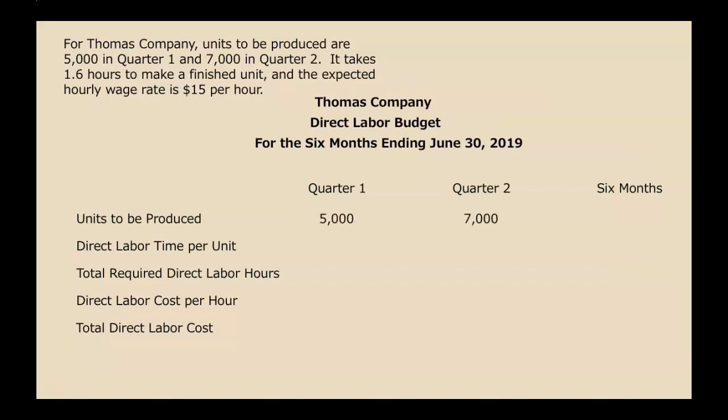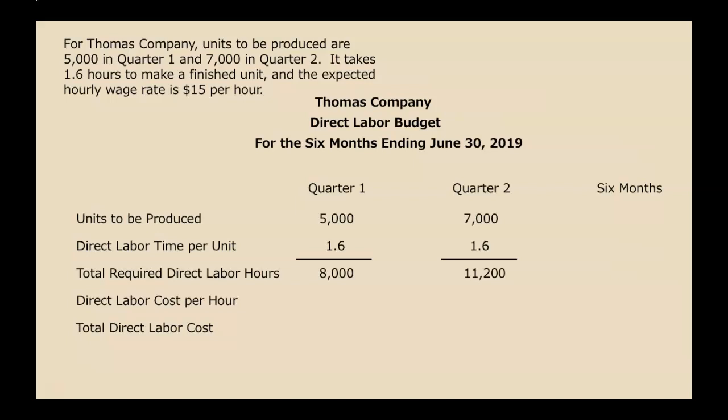Let's start with units to be produced, right? Quarter 1 is 5,000, quarter 2 is 7,000. We were told that up in the problem. It's going to take 1.6 hours of direct labor to finish the product. So we multiply those to the units to be produced, and we see in quarter 1, we're expecting our required direct labor hours to be 8,000. In quarter 2, we're thinking it's 11,200.